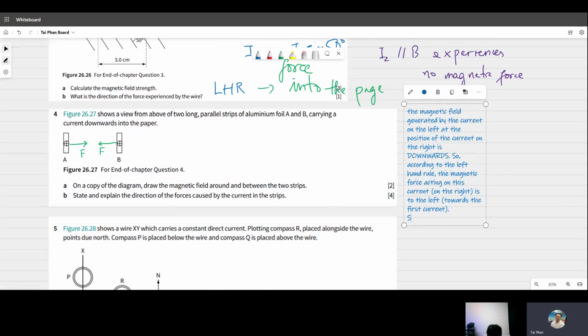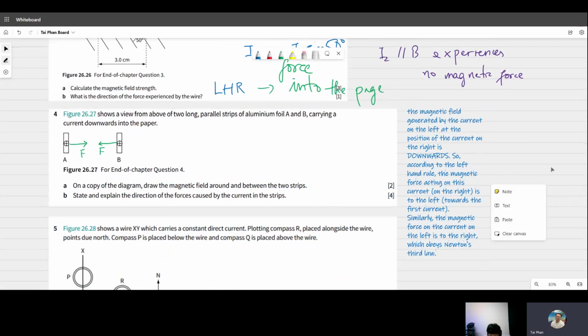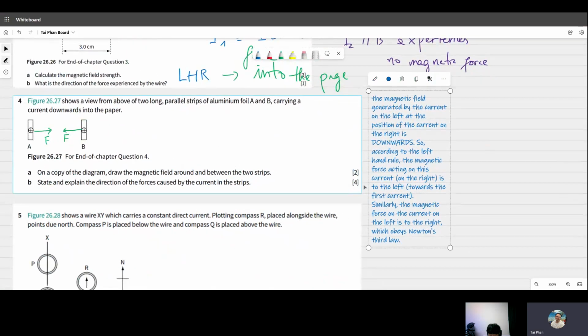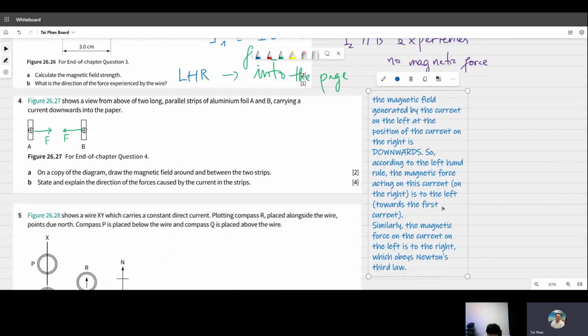And similarly, the magnetic force on the current on the left is to the right, which obeys Newton's third law. So this is additional information on Newton's third law. For marks, we need to explain that very clearly.